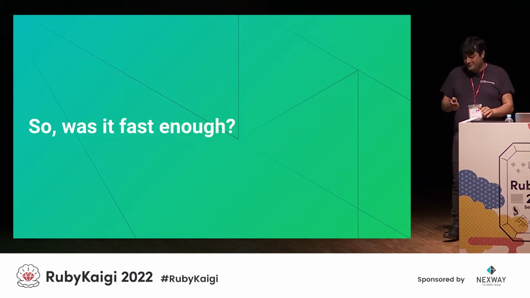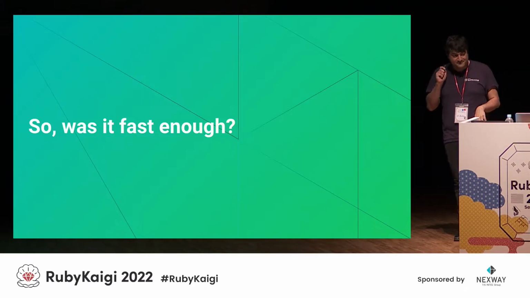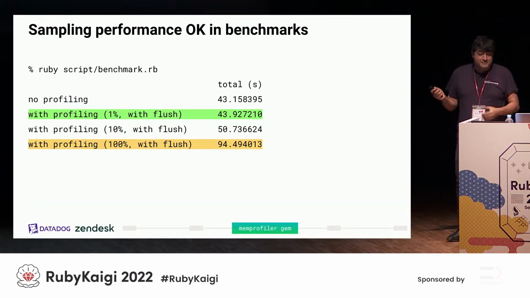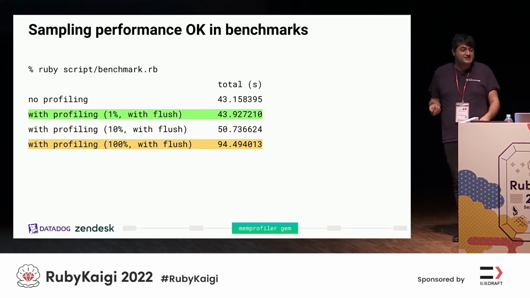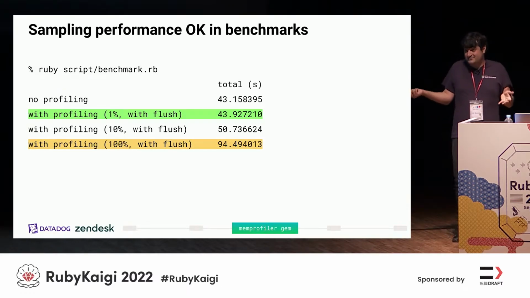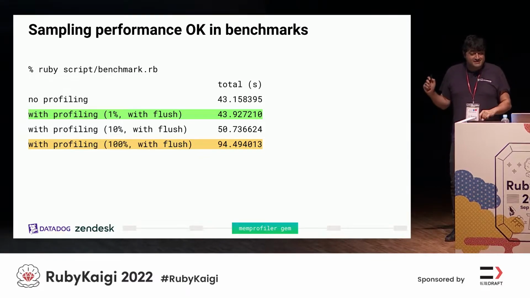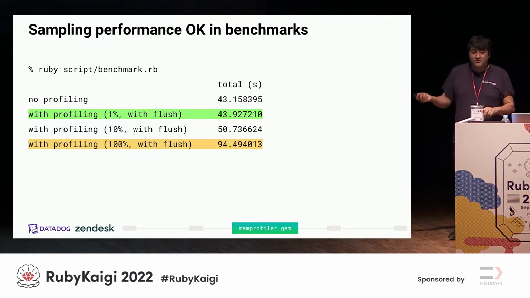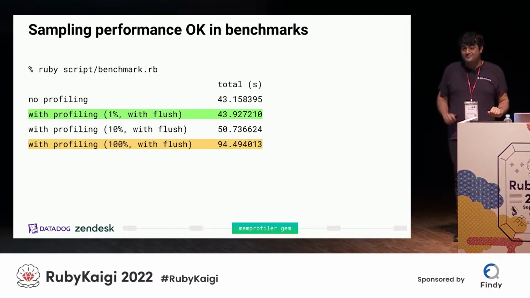Was it fast enough? Was this something that had performance characteristics that would be appropriate for production? So we had a micro benchmark. It was just allocating a whole bunch of objects and freeing them in various permutations. And what that was telling us was that at low sampling rates, we looked like we were going to be okay. That's only a 1% overhead or so for 1% sampling rate. And since we probably want 1 or 2% in production, that looks good.